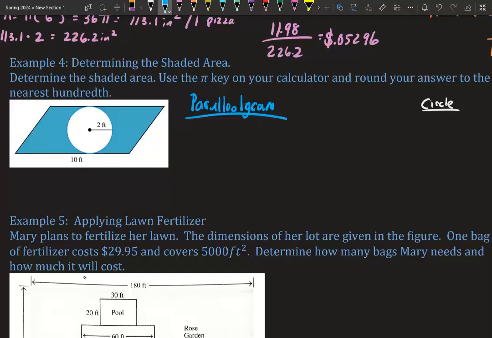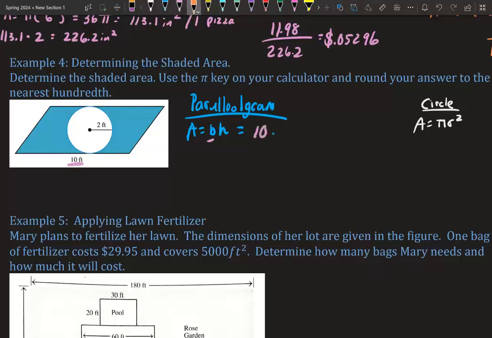So the first thing we're going to do is find the area of both shapes. A parallelogram, that's base times height. A circle, that's pi r squared. So we first need to find the base and the height of our parallelogram. So the base, that one's easy. Right here, it's just 10.